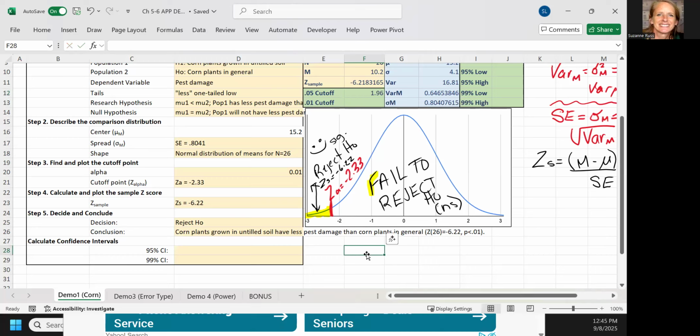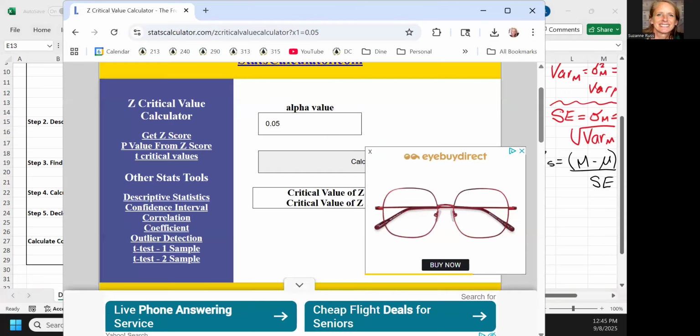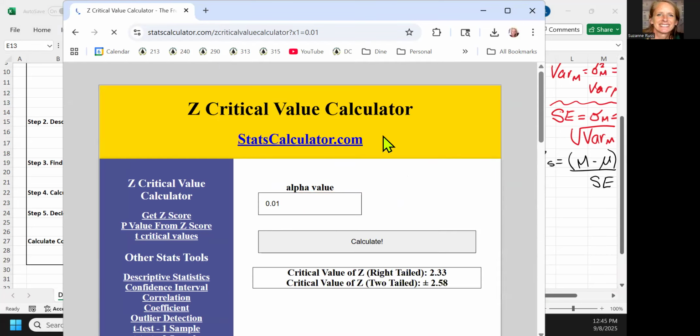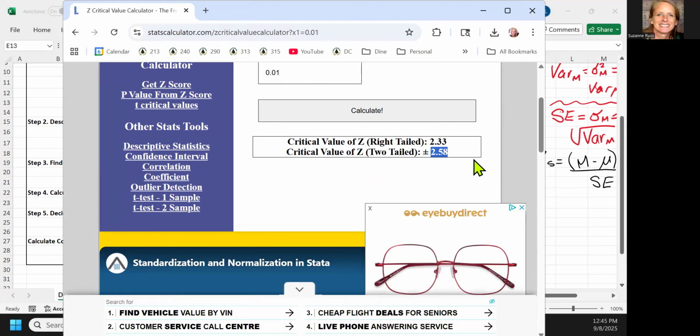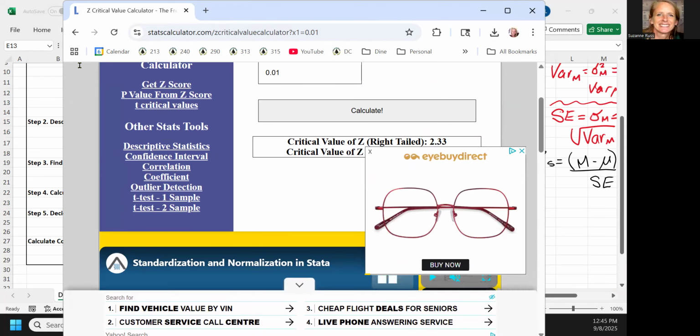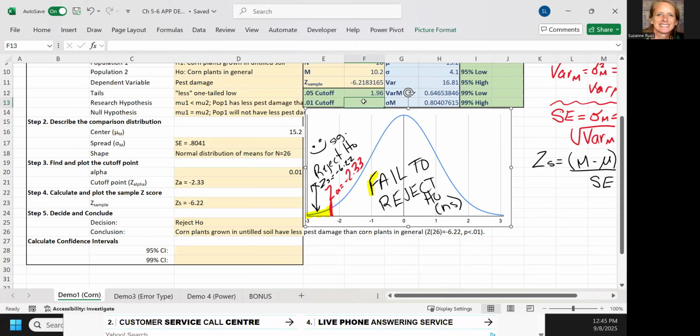And let me get the other one right away too, the 0.01 cutoff. It's the very same thing. We use the very same tool, except we change it to 0.01 and we look for the two-tailed test. In this case, it's 2.58. And so let's put that in here by the 0.01 cutoff, 2.58.